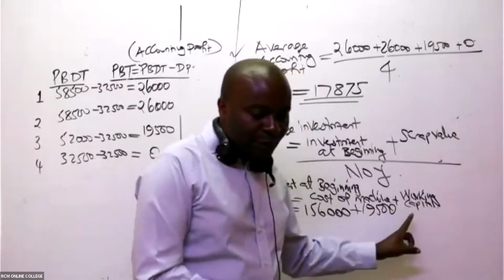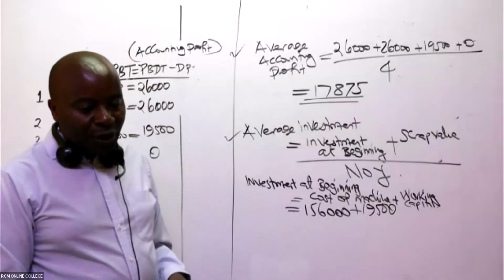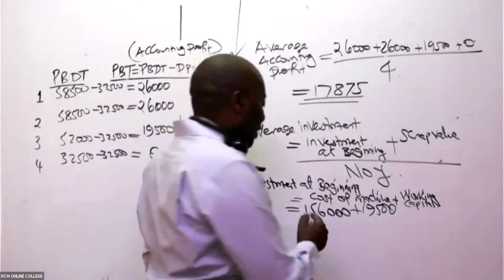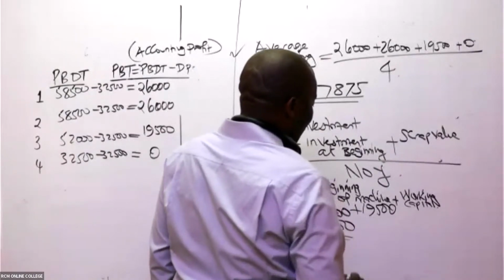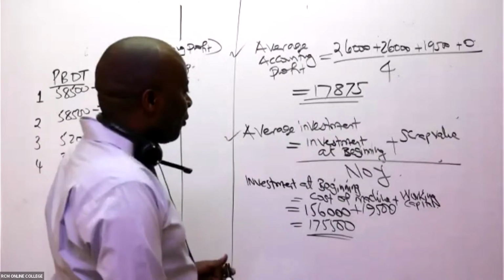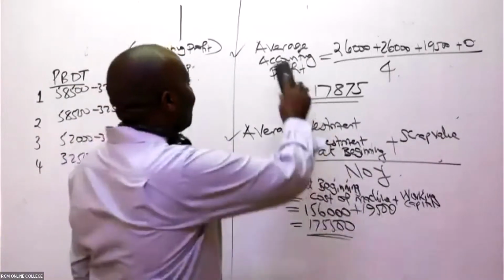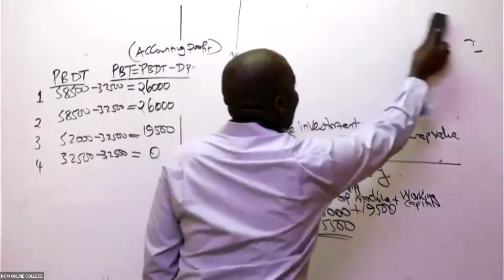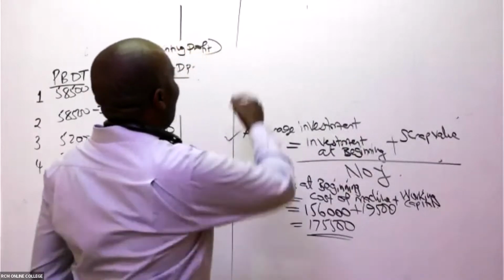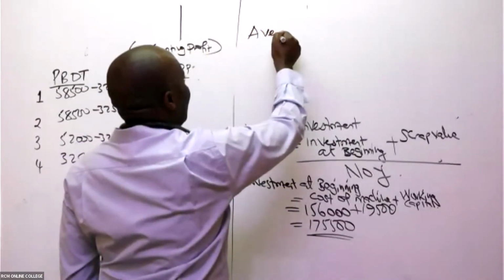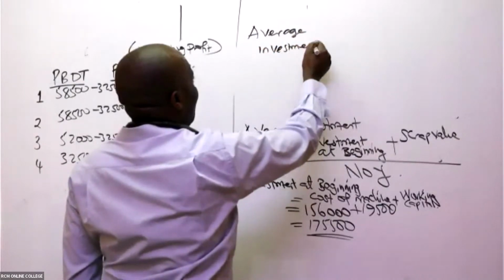So is there somebody who can give me this amount, ladies and gentlemen? This gives us 175,500 like that. And then you'll be able to come here and give us our average investment. So go ahead and give us our average investment.